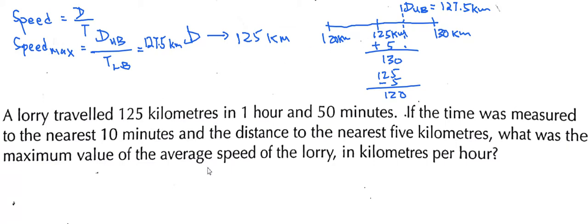Okay, now let's go and do the other one. Time. Time is 1 hour 50 minutes. Okay, now since the nearest is 10 minutes, we have to convert this hour into minutes. So we convert everything into minutes. So 1 hour is 60 plus 50 is 110 minutes.